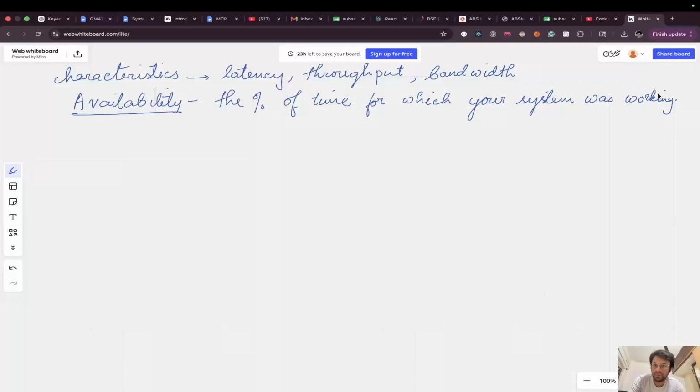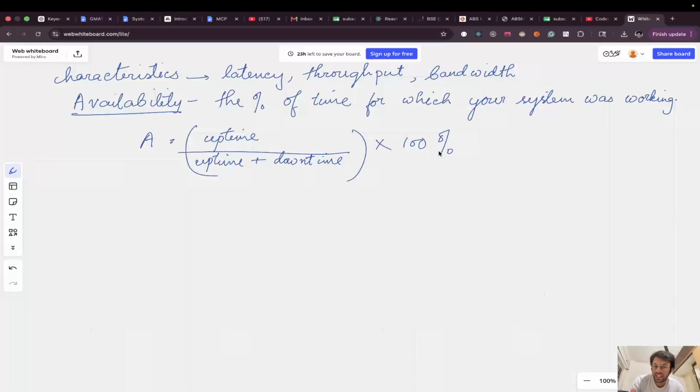Let me take an example. What is the formula? The formula of availability is uptime, which means the duration for which your system works, divided by uptime plus downtime, where downtime means the time for which your system was down and not working, into 100%.